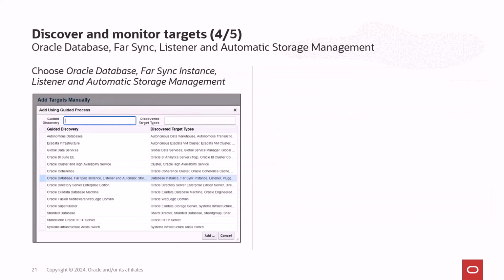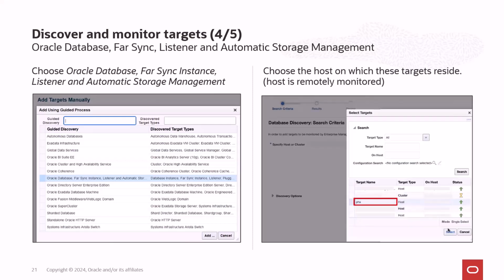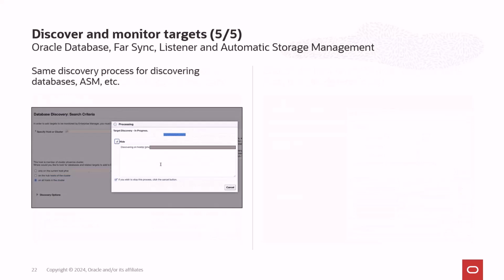Now let's discover the Oracle database. In the guided workflow, we choose Oracle Database, FARSync, Listener, and ASM. Next, we are asked to choose the host on which these targets reside. We choose the host which we've already added as a target using the remote agent. The remaining steps of the discovery workflow remain the same.